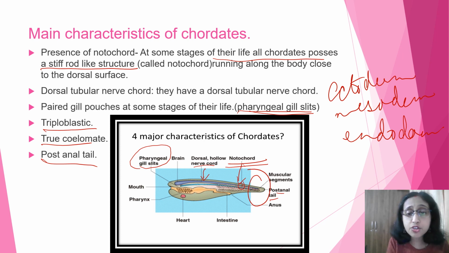But muscular segments, we can see, the notochord is helping the muscles to join with that firm rod-like structure. So that helps in the formation of the muscular segments in the body. Is it clear? So these are the main chordate characteristics. So let us see how we are dividing these chordates into subphyla.